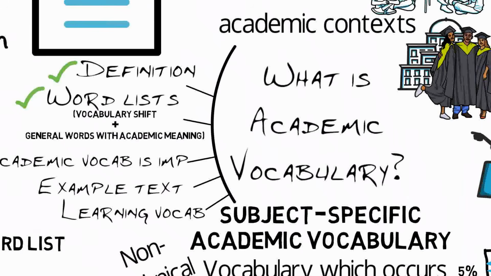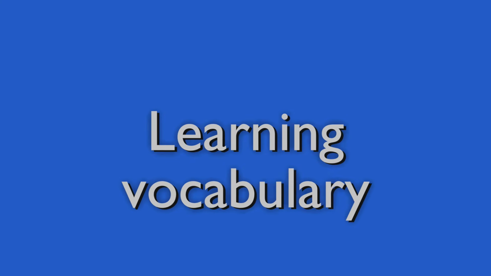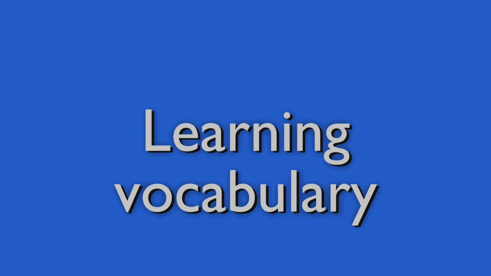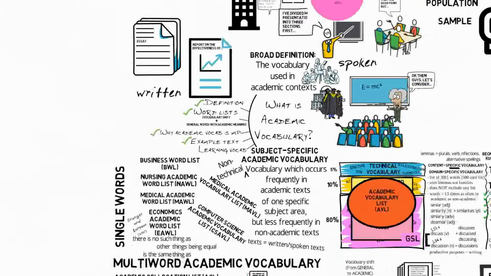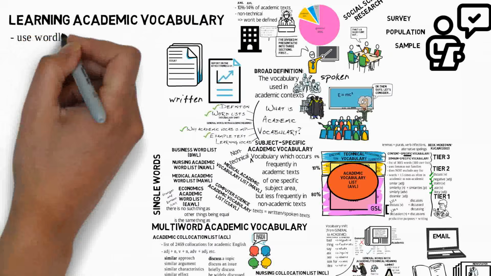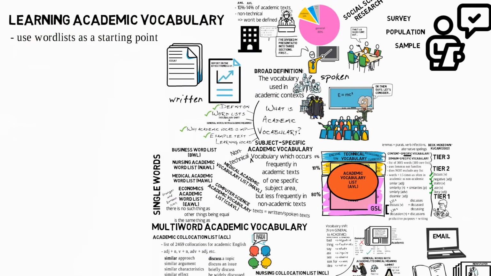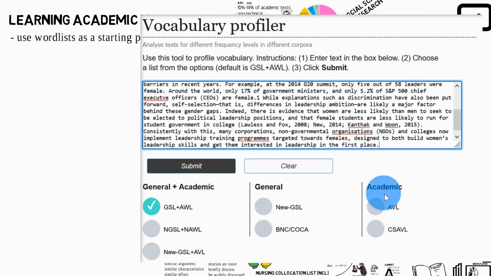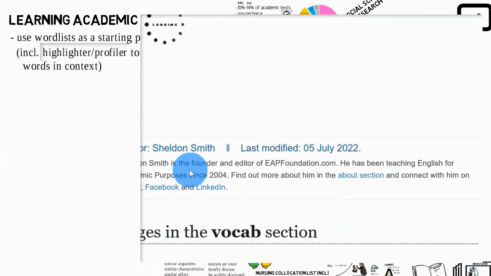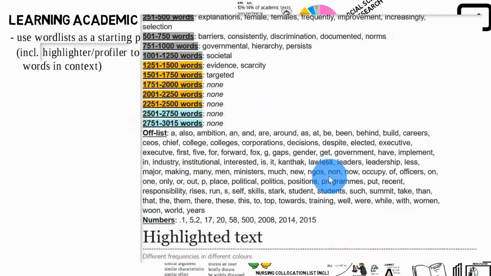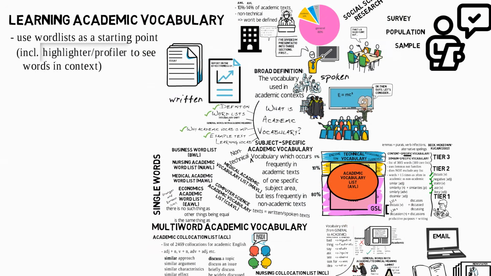Let's finish off with some tips about learning academic vocabulary. So I've talked quite a bit about word lists, and I would suggest using word lists as a starting point. They help you to understand what academic vocabulary looks like and help you to make that transition from general English to academic English. I especially recommend using an academic word list highlighter or a profiler to see the words in context. Also, don't just focus on single words. You should try to study multi-word units so that you can use the words in combination.